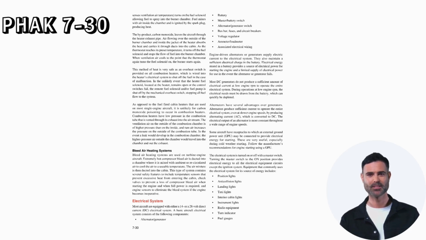Bleed air heating systems. Bleed air heating systems are used on turbine engine aircraft. Extremely hot compressor bleed air is ducted into a chamber where it is mixed with ambient or recirculated air to cool the air to a usable temperature. The air mixture is then ducted into the cabin.